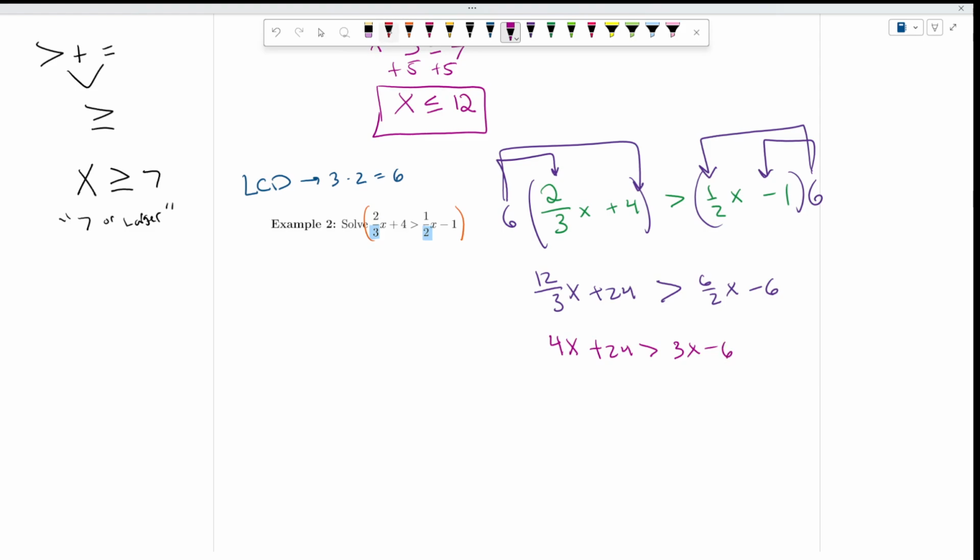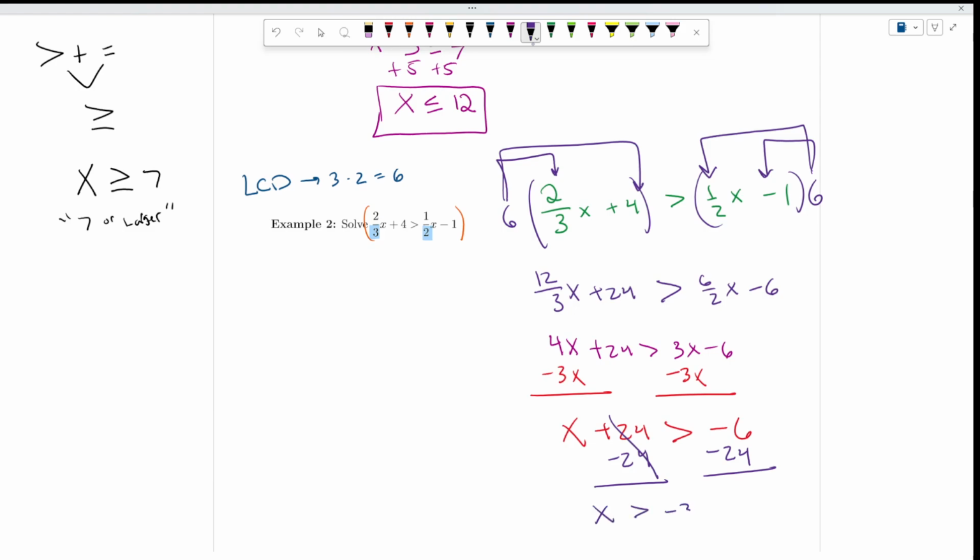We now have a standard problem like before, and I'm going to combine like terms. Combine the 3x, combine the 3x, right? I'm going to subtract it to the other side. And the reason I chose the 3 is because I like to avoid negative numbers, right? 3 minus a 4 is a negative. I want to avoid those if I can. So subtract, I get x plus 24 is greater than negative 6. And the last step is to subtract 24. Subtract 24. And I'm going to let those reduce out. x is greater than negative 30. And that's it.